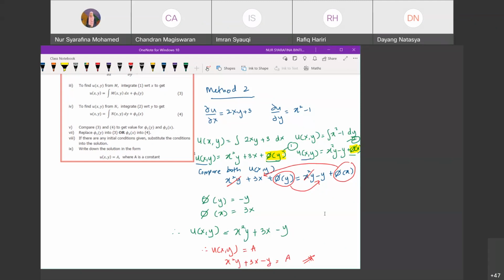Okay, method 2 is more simple for this question. Which method you choose depends on the simplicity of the function. Maybe del u del x is quite complicated. You cannot directly integrate both. Then you need to do the first method. You integrate once, you compare with the differentiation and so on. If both functions are quite doable for integration, then you can proceed with method 2 where you integrate both to get u(x,y). All right, clear?